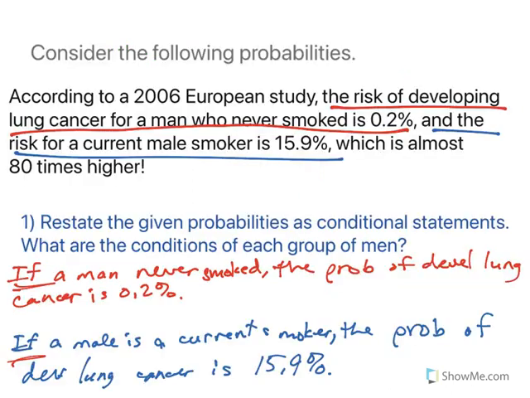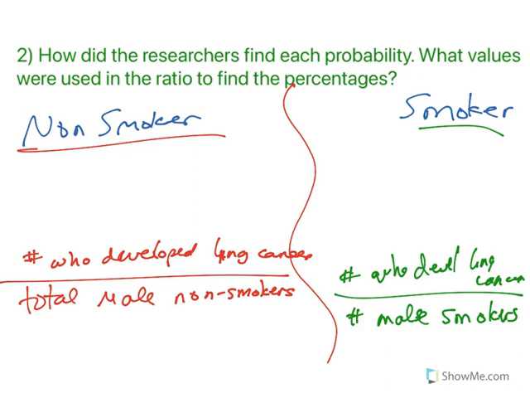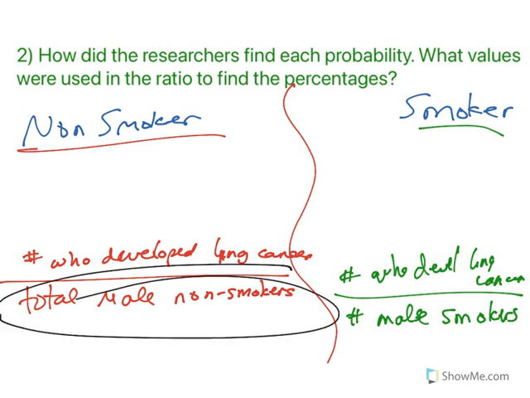So just keep in mind that conditionals are all about the "if." If this, then that. Whatever we're talking about with the "if" is what goes on the bottom. If it's non-smokers, then non-smokers are on the bottom. If we have smokers, then smokers are. So whatever follows "if" gives us our total in the denominator.